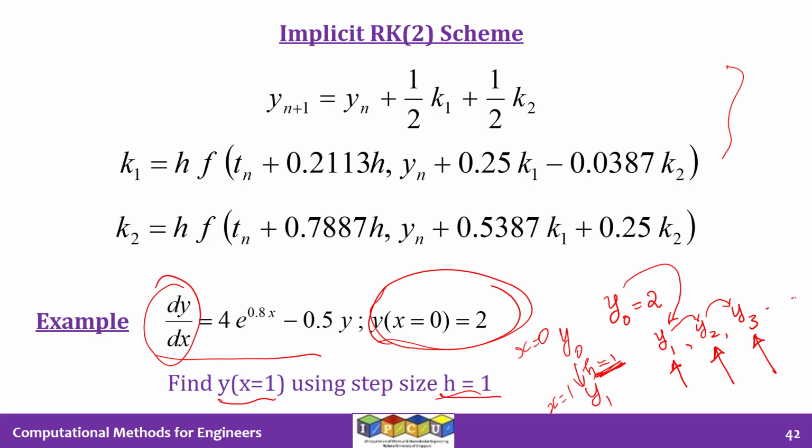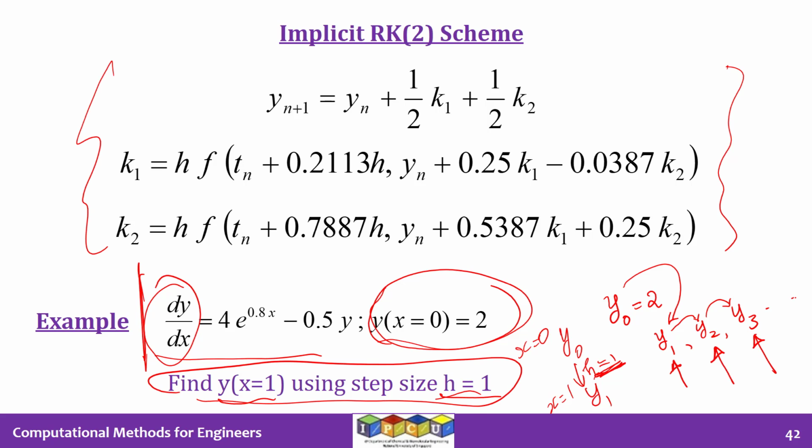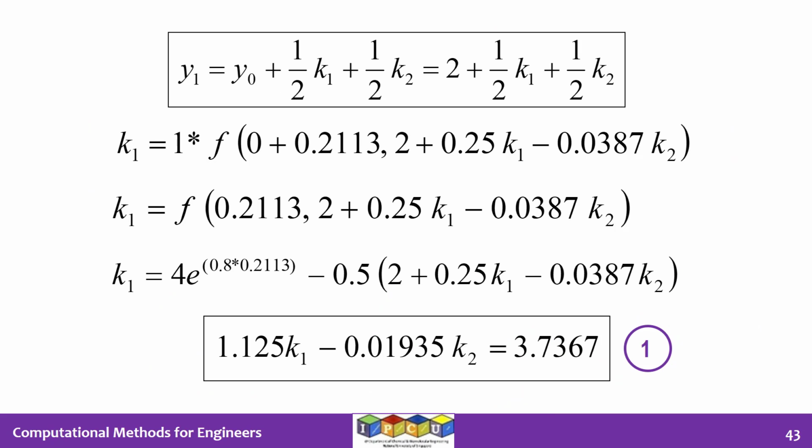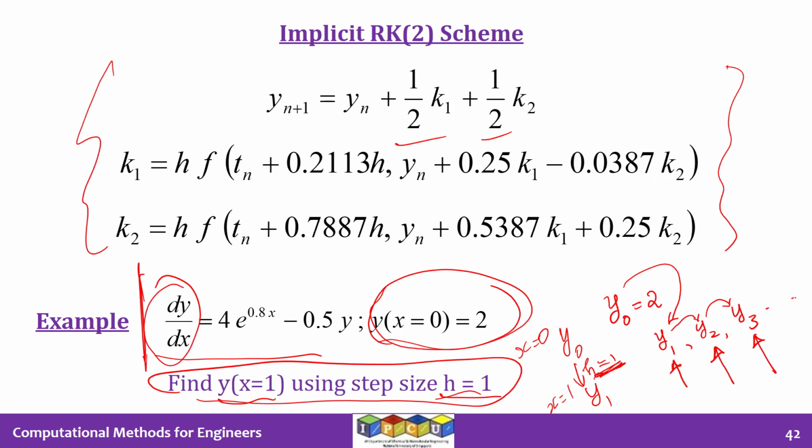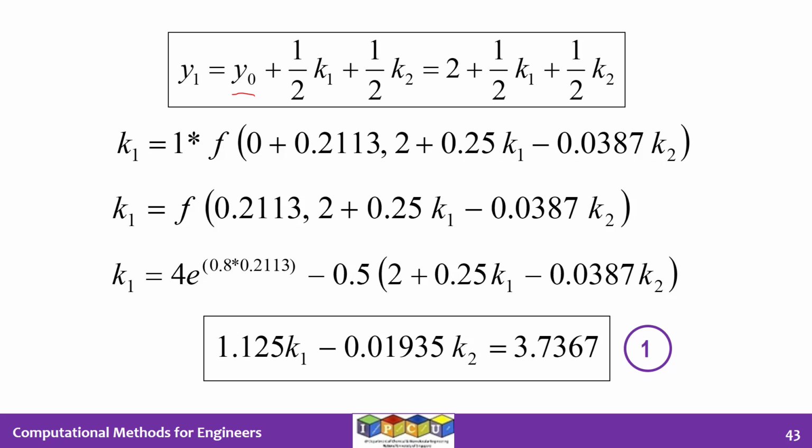And these are the expressions we are going to employ. These expressions were discussed in the previous presentation. So we are going to apply these equations to find out the answer to the question that is posed. The expression for y1 is going to be equal to y0 plus half k1 plus half k2, because w1 and w2 are half each. And y0 is given to be 2 here. We are trying to find out y1, that means y at x is equal to 1 because the step size is 1. So for y0, I've just substituted the value of 2.